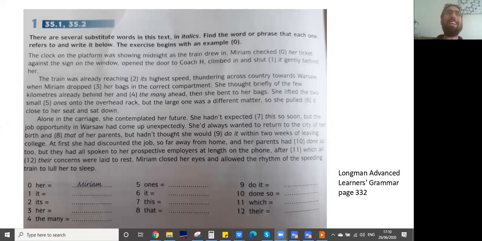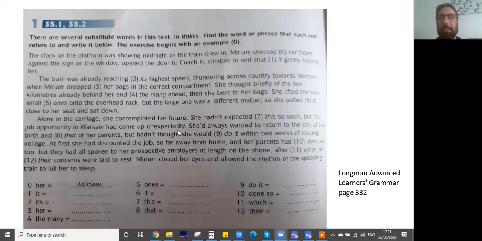Okay. Actually, I didn't cover this part, but we can also use pronouns cataphorically. Cataphorically is referring to something that comes afterwards. So here we're talking about the job opportunity in Warsaw. So this is called the cataphoric reference. I didn't cover it. I kept it basic. It's not that common that we use cataphoric referencing.